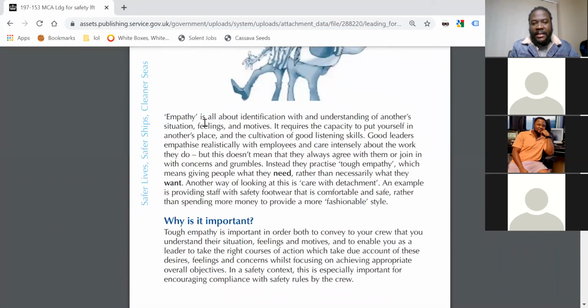So this says empathy is all about identification with an understanding of another's situation, feelings, and motives. So, a practical example: when people just come on board, sometimes they're a bit gloomy. They just left the family at home. They're missing the family. But guys, the job has to go on.